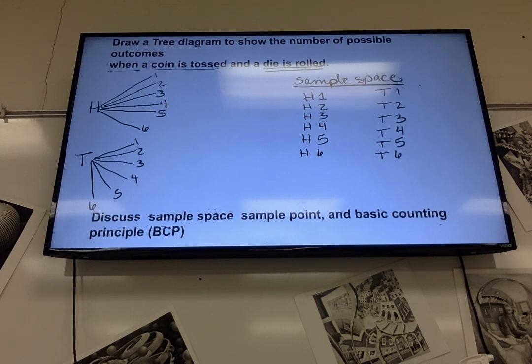So the sample space is all the things that could happen, and a sample point is just one of the possibilities. So like maybe H3 could be a sample point. It could have been any of them, I just picked that one. So the whole thing is the sample space, and H3 is a sample point.